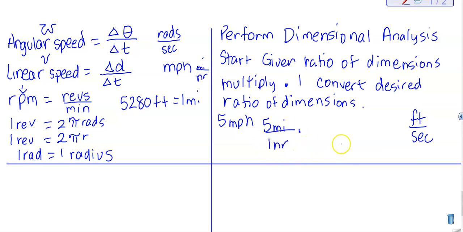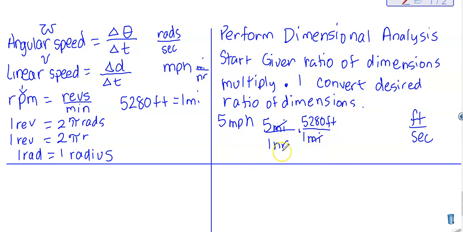Now, my desire is to have seconds in the denominator, feet in the numerator. So I want to get rid of miles. So what I'll do is put 1 mile in the denominator and introduce feet, 5,280 feet. Now, does that equal 1? 5,280 feet divided by 1 mile, that's 1, right? Okay. So that gets rid of miles and then introduces the dimension of feet into my numerator.